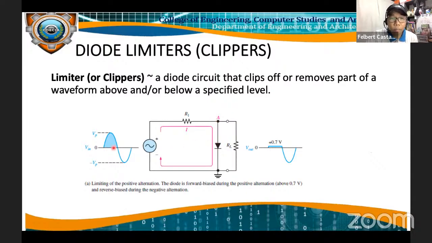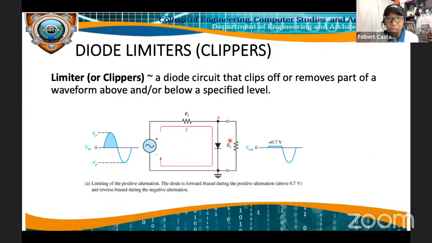As you can see, nabanggit dito sa letter A, limiting of a positive alternation, or kiniklip niya yung positive half cycle. The diode is forward bias during the positive alternation, above 0.7 volts, and reverse bias naman during the negative alternation.